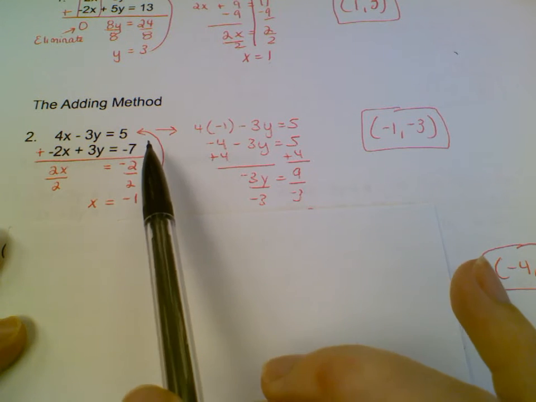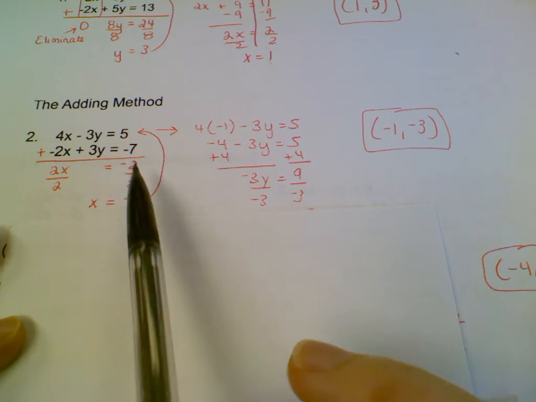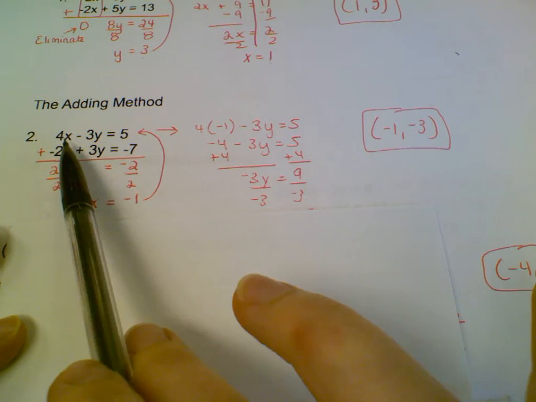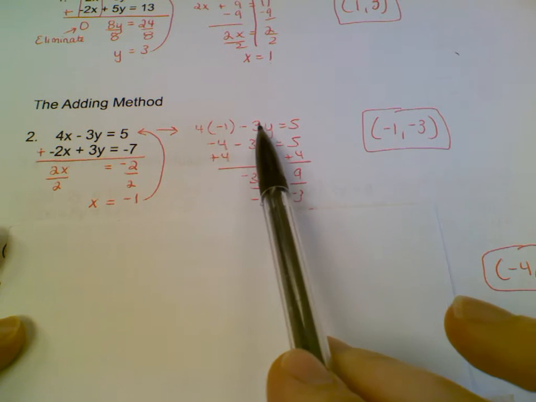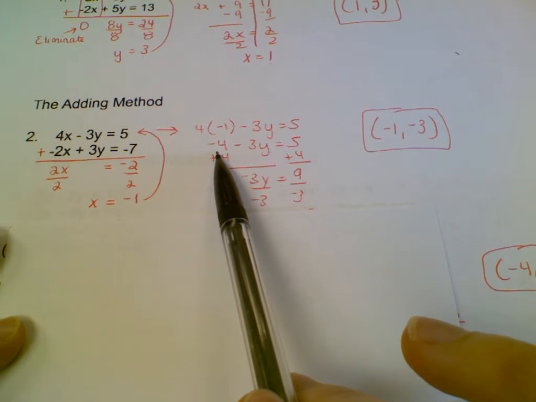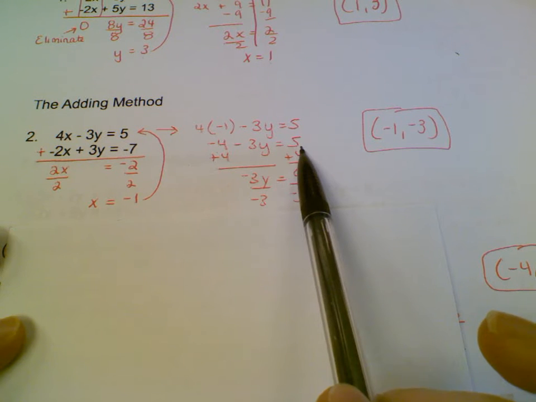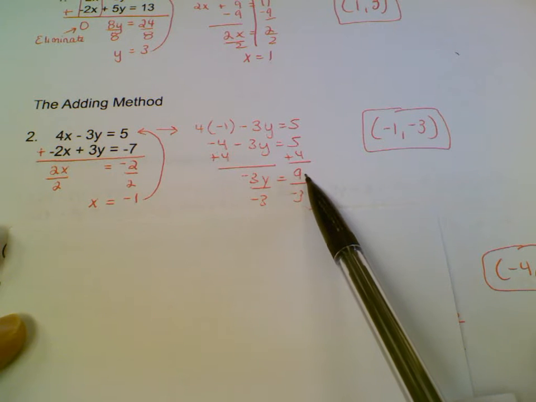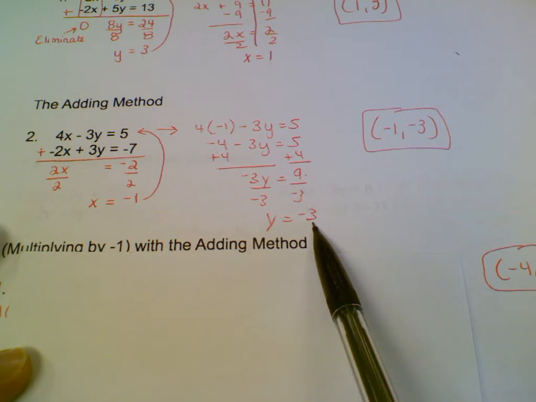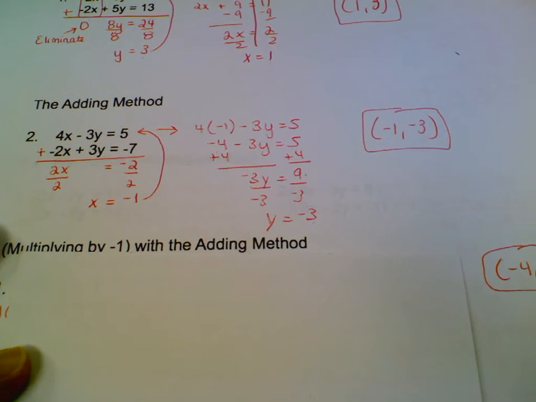I still have to substitute back in, so again, you can pick either equation. I just put it in the top one. So I'm going to replace negative 1 in the x since it says x equals. So I have 4 times negative 1 minus 3y equals 5. I'm going to multiply, so I get negative 4. I need to move my like term to the other side, so I'm going to add 4 over, so I got 9. And then I'm going to divide by negative 3, so my y equals negative 3. Final answer, then I write it as an ordered pair of negative 1, negative 3.